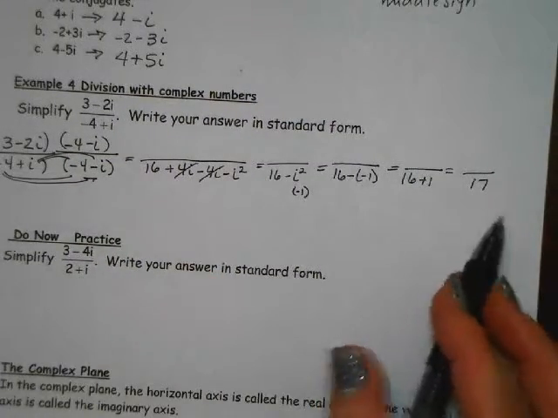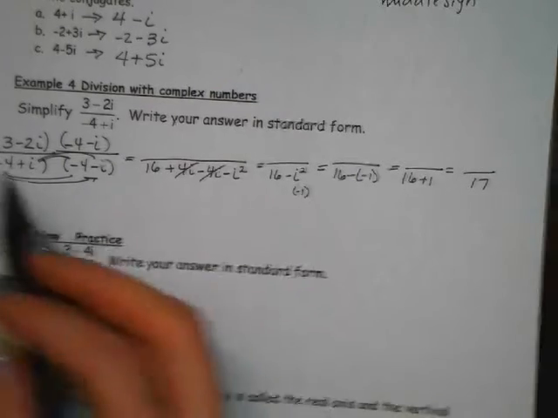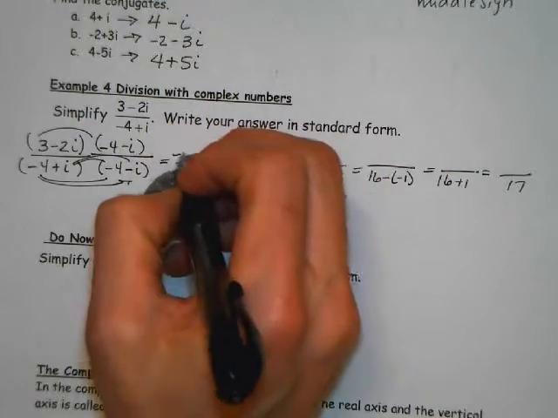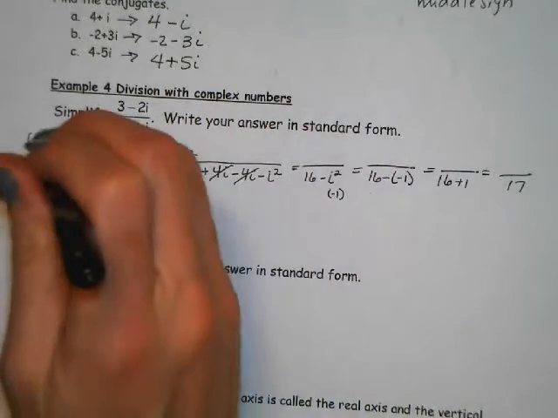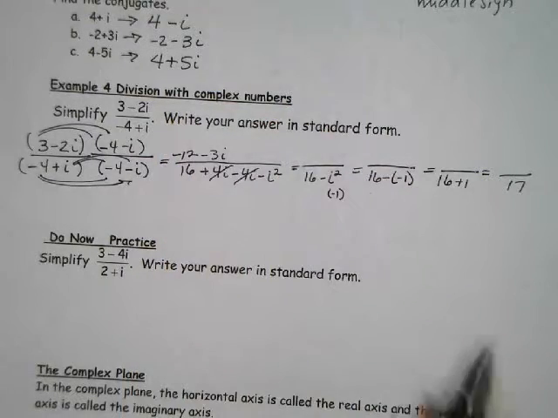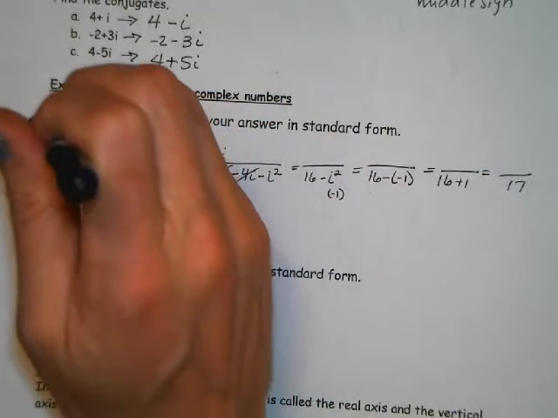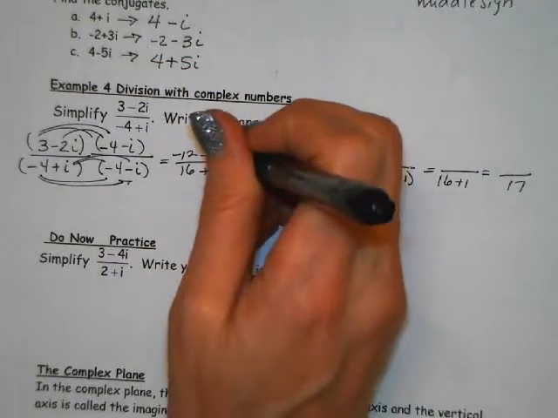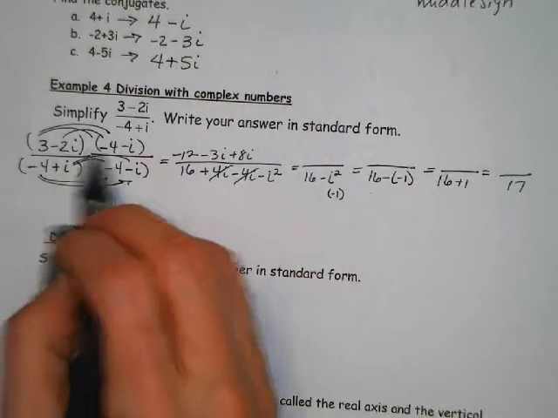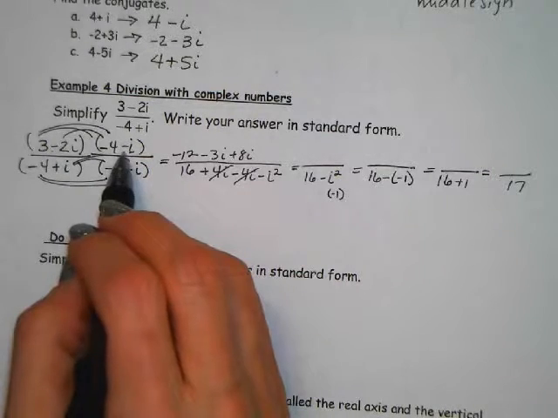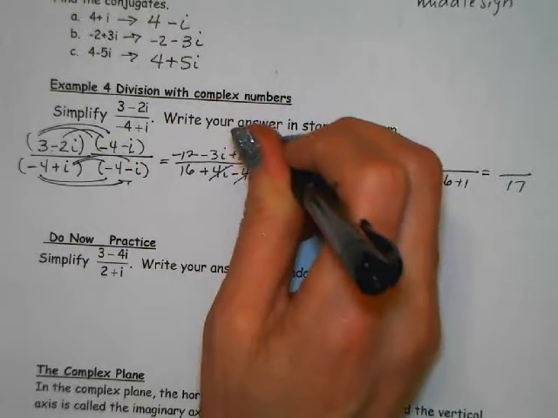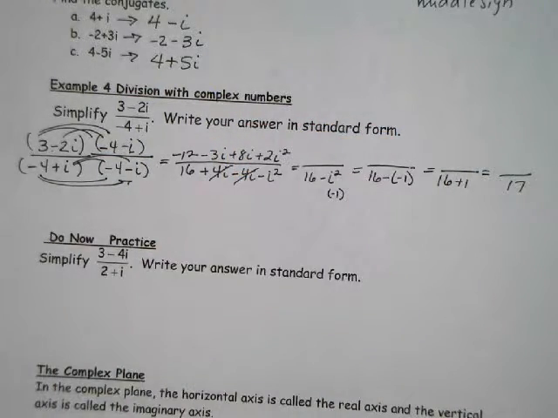So that's the denominator. And looking at the numerator, we go ahead and apply the distributive property. So I have a 3 times a negative 4, which is going to be negative 12. I have a 3 times a negative i, which is minus 3i. I have a negative 4 and a negative 2i, which would be a positive 8i. And then I have a negative 2i and a negative i, so the two negatives become a positive, so it's positive 2i squared.